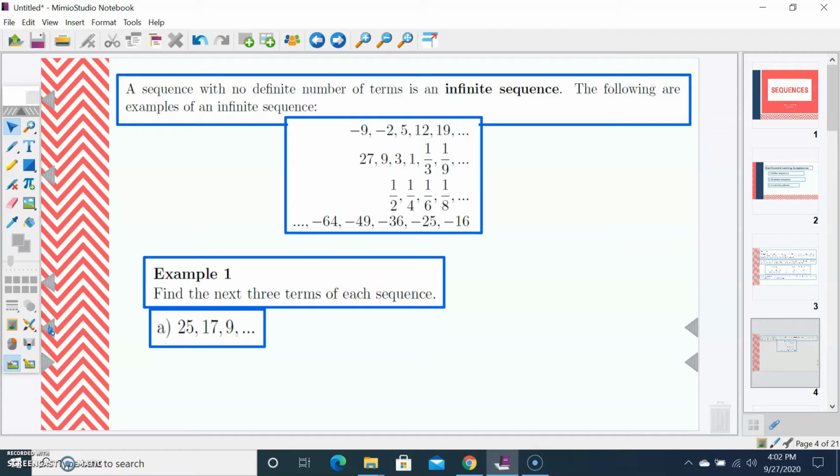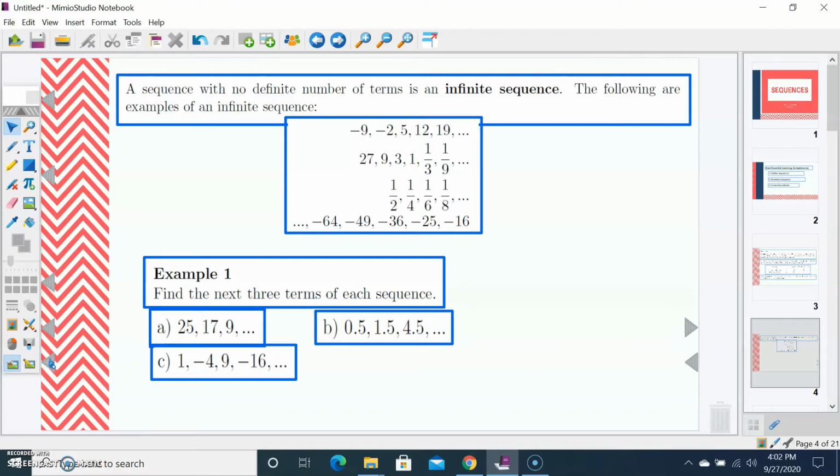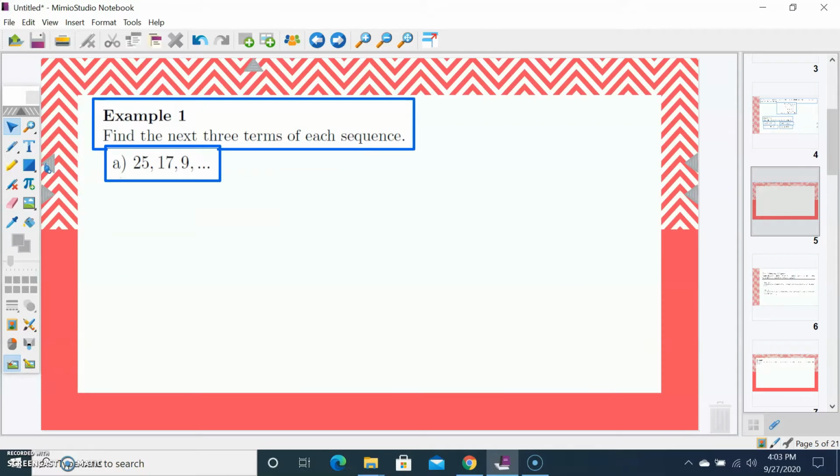We have the sequence 25, 17, 9, and so on. The next one, we have 0.5, 1.5, 4.5, and so on. Letter C, we have 1, -4, 9, -16, and so on. Letter D, we have 4, 5, 9, 14, and so on. So let's solve now the first one.